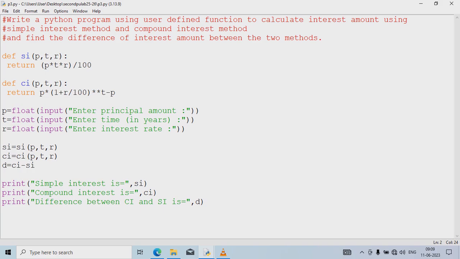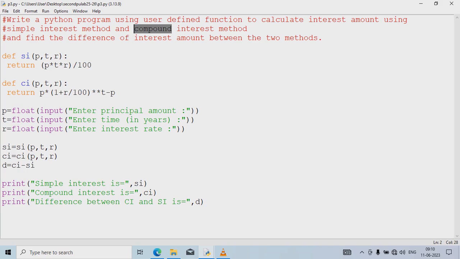Let us start the third program. The question is, write a program using user defined function to calculate simple interest amount using the simple interest method, the compound interest method, and find the difference between simple interest and compound interest.